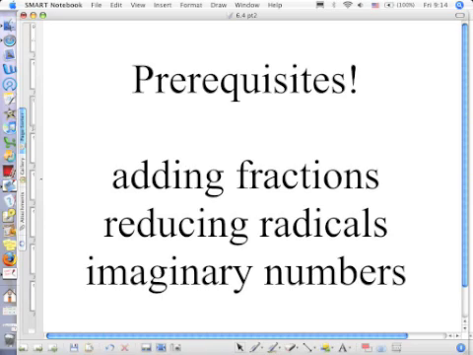All right, these are the things you should know. You don't have to write this down. But look at it and ask yourself, am I confident in my skills with adding fractions, reducing radicals, and working with imaginary numbers? Yes. Because if you're not, you need to go back and work on it. Because we're going to be doing all of this combined. All right? We're going to have fractions with radicals and imaginary numbers all in one.